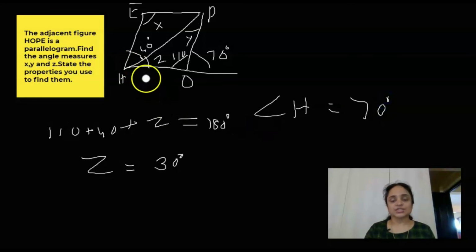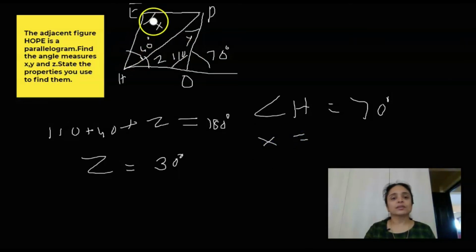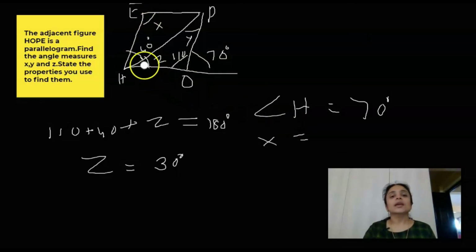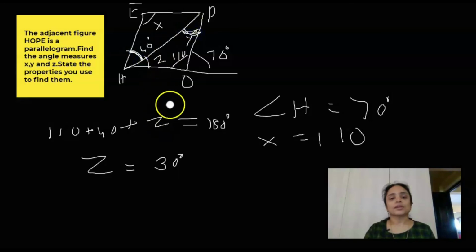So we got angle h equal to 70 degrees, and x and h added together will be equal to 180 degrees because these are adjacent angles. So x is equal to 180 minus angle h, that is 180 minus 70, which is equal to 110. So we got x equal to 110, z equal to 30, and this is 40. This is 40, so y is also equal to 40. These are opposite angles. So y is equal to 40 degrees.